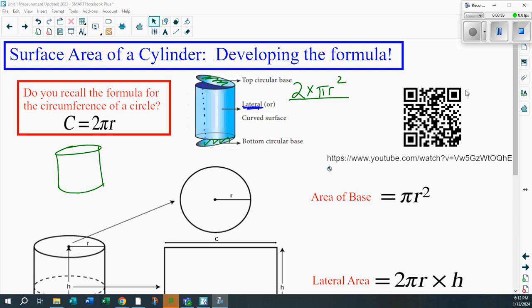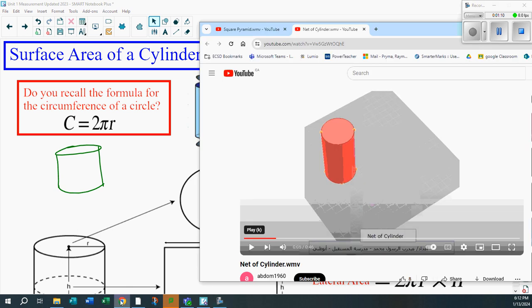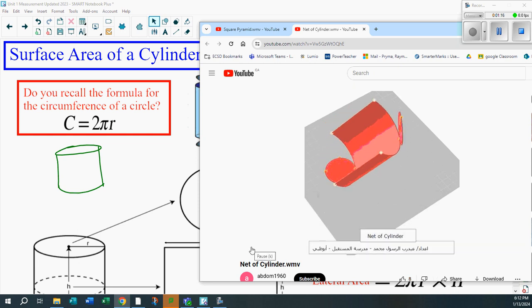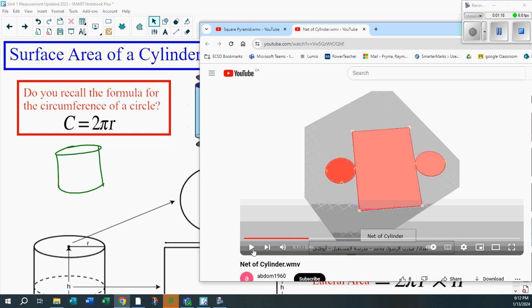I've got this other beautiful description of what a cylinder looks like. Check it out. There's my cylinder. Watch what happens to it. This guy cuts it apart. Look at this. There's your two circles, right? There's your pi r squared for this one, and your pi r squared for this one. There's your two circles.